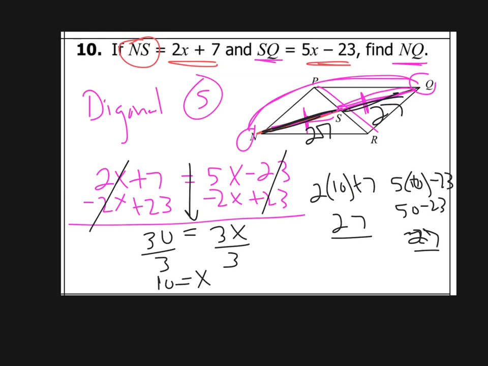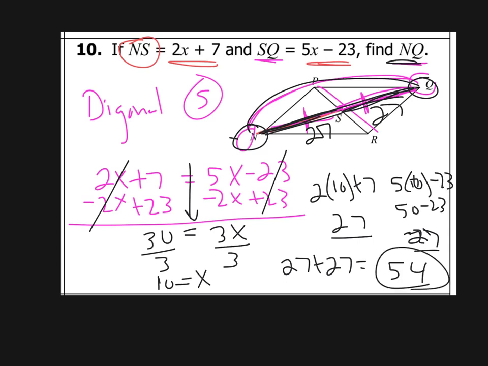They wanted the length from N all the way to Q. So as I travel along that whole distance, that's 27 plus 27, which is 54 as my final answer. So x equals 10. 54 is the length of NQ. And now you have enough to do number 9. Good luck.